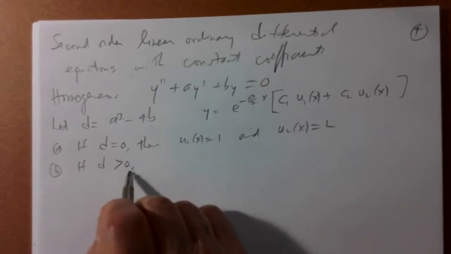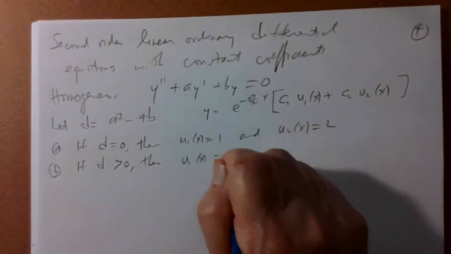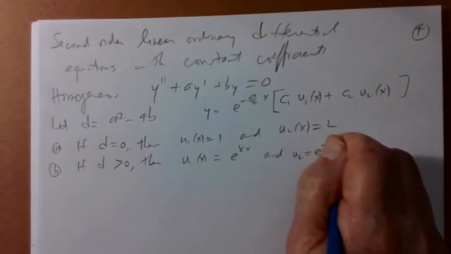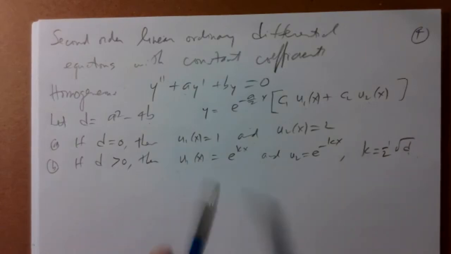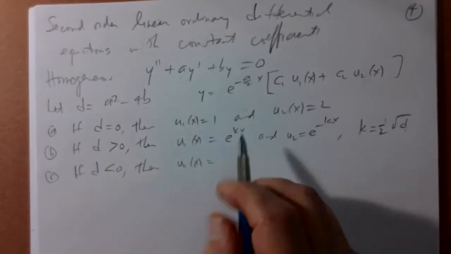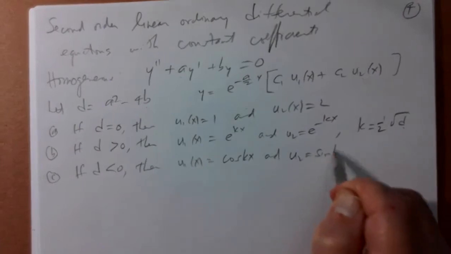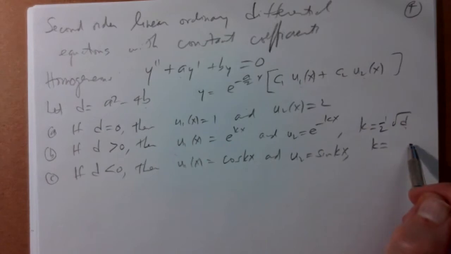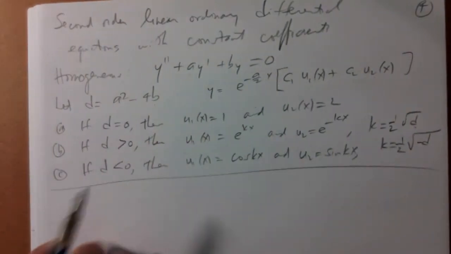If d is positive, then we have solutions which are exponential. u1 is e to the kx, and u2 is e to the minus kx, where k is equal to 1/2 the square root of the discriminant. Discriminant's positive, so we can take the square root. If d is negative, then u1 of x is cosine kx, and u2 is sine of kx, where k is, so d is negative, so minus d is positive, so we can take the square root of minus d and divide by 2. So this is the rule for solving a homogeneous linear equation. Right?